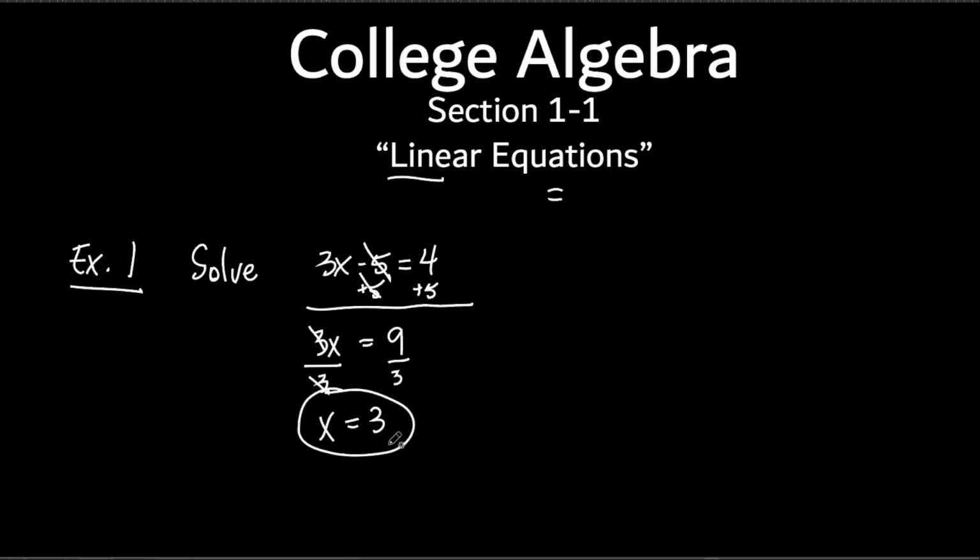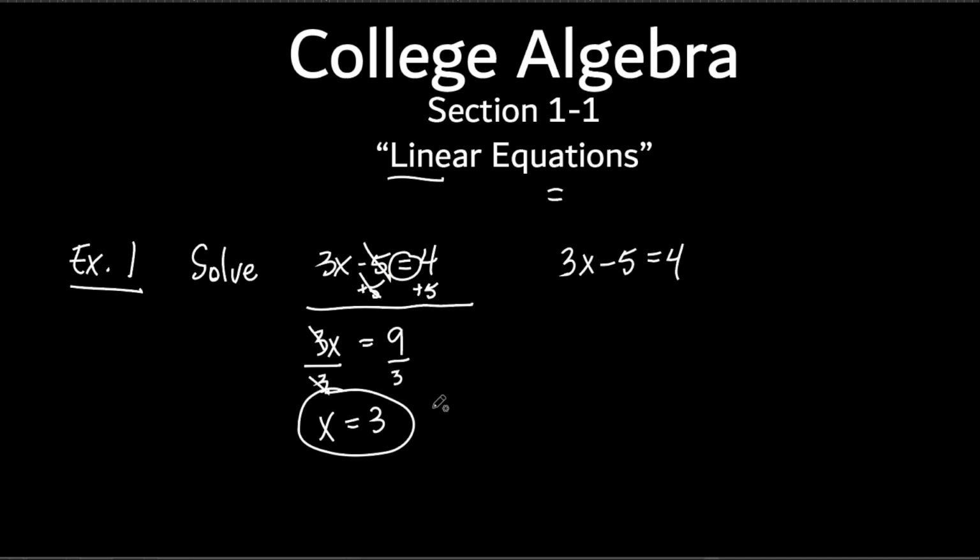So let's put it into the original problem. All right, so our original problem was this. That's our original equation. This is called an equation. Why is it an equation? Because it has an equal sign. Okay, so let's plug the 3 in for this. We can do this in our head, can't we?